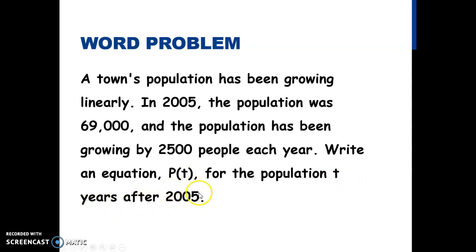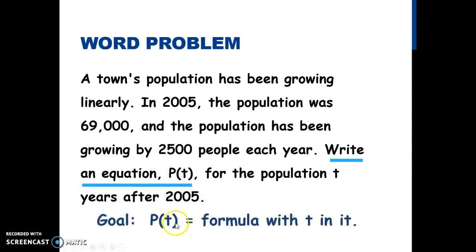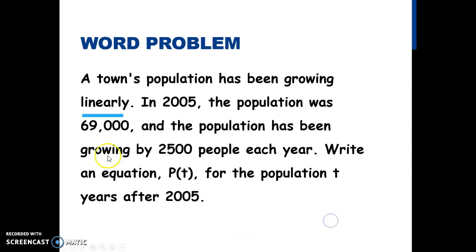So that's important. When I go through my information, I'm going to list it knowing that T is in terms of years after 2005. All right, so that's what we've got to do. Write an equation. That's what I'm shooting for. I'm going to use a formula with T in it. That's my goal. All right, so what information?